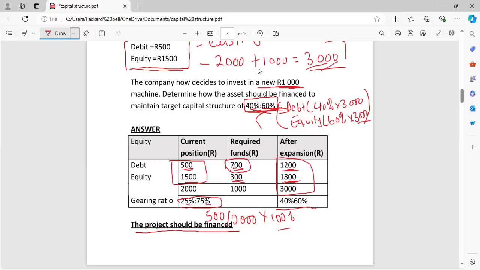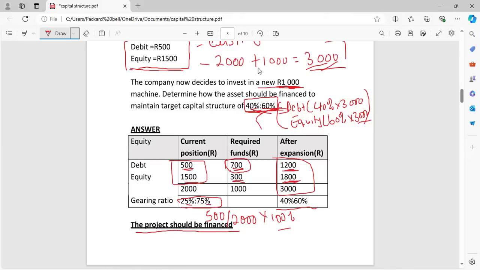So remember, I was saying at the beginning, if the question requires you to calculate the debt to equity ratio and the gearing ratio, they are two different things. So in that case, you should be able to know, when you are calculating the gearing ratio, which figures you are going to use.